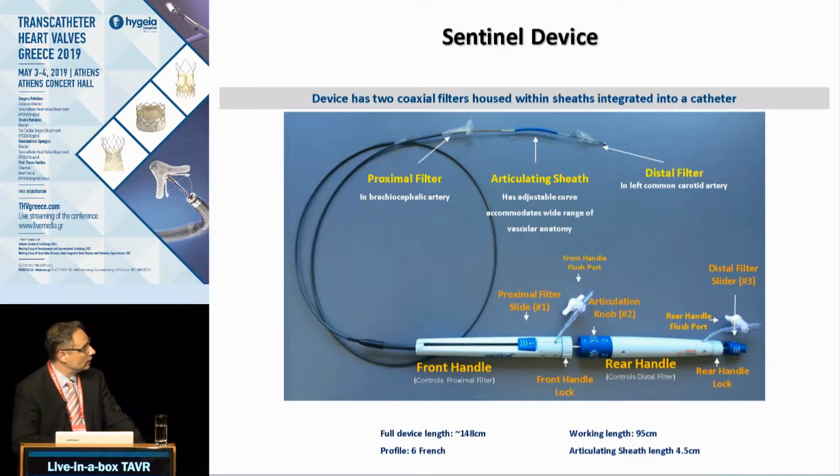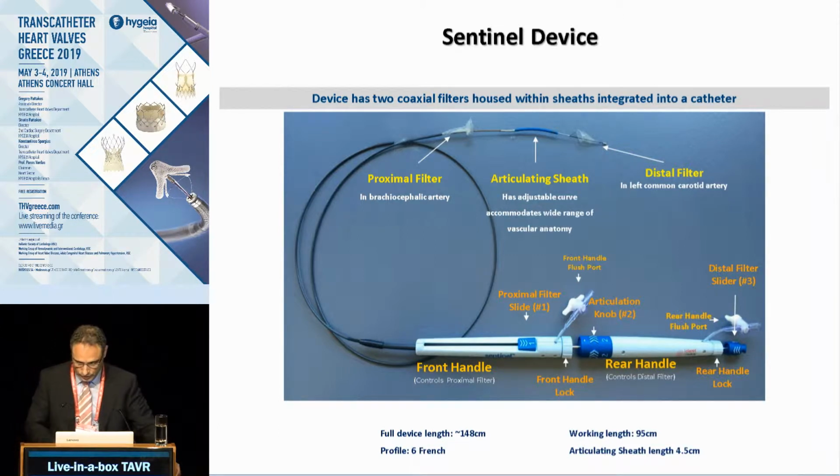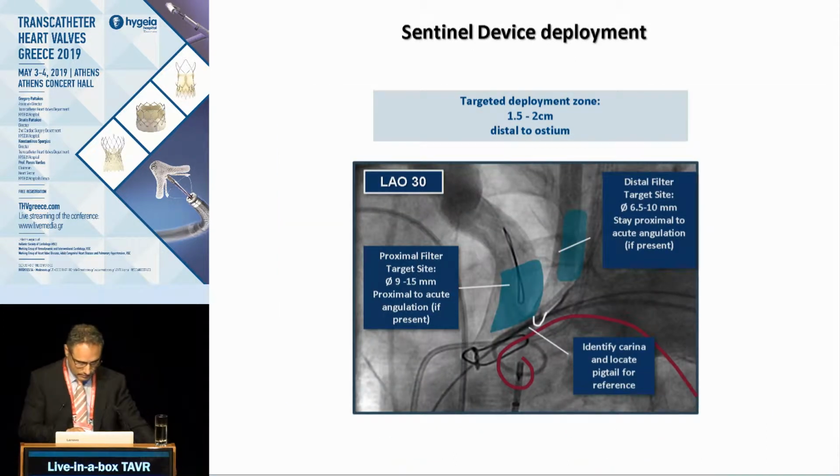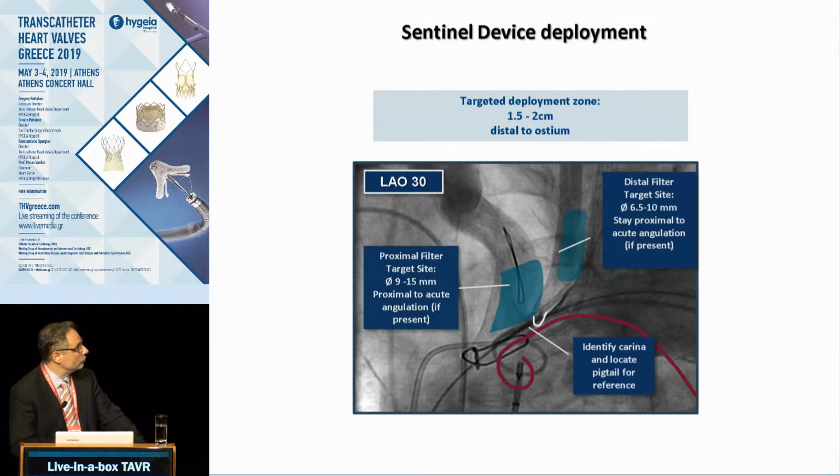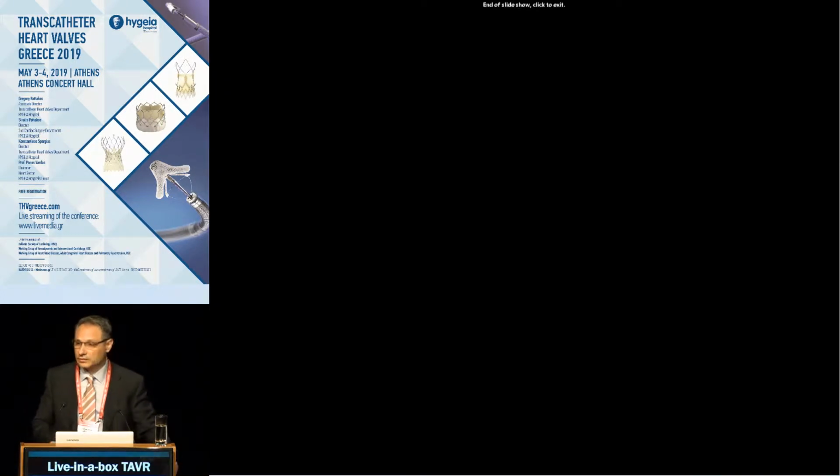We have the front handle, which controls the proximal filter. We have the rear handle, which controls and stabilizes the distal filter. In between them, we have the articulating knob. And here is the image of how these filters are going to be located, or must be located. The target zone must be approximately 1.5 to 2 centimeters distal from the ostium. And with that, we can proceed with a video of the case.